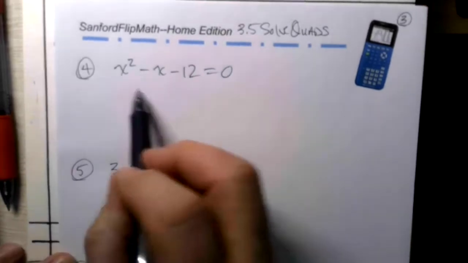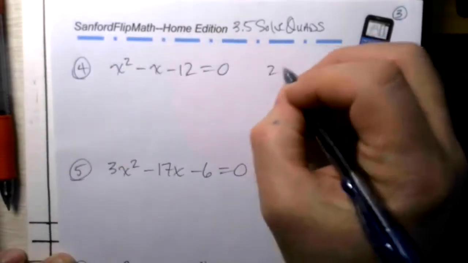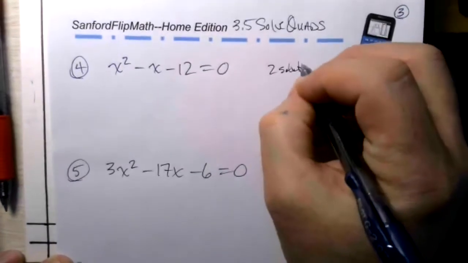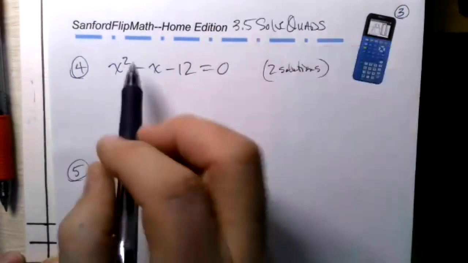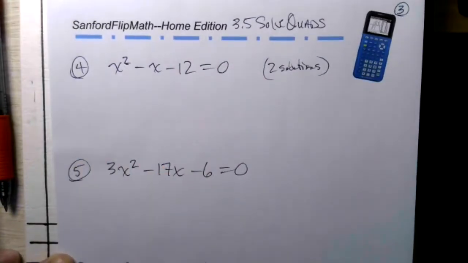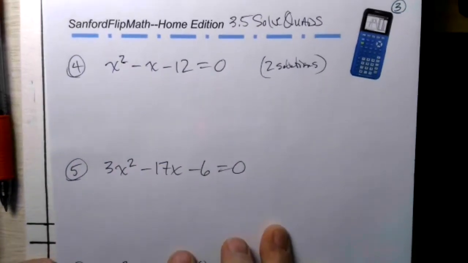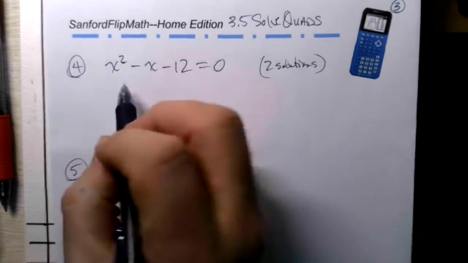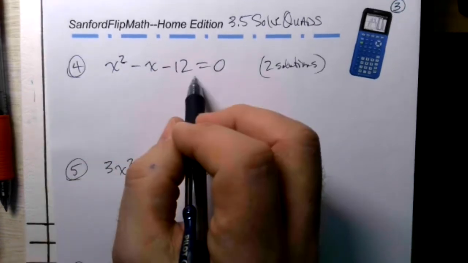Okay, so again, I see x squared, I expect two solutions. Okay, so the degree, the highest exponent for this thing, is typically how many solutions you'll have. It doesn't always work that way because sometimes you have repeated solutions. Okay, so we're going to factor this.